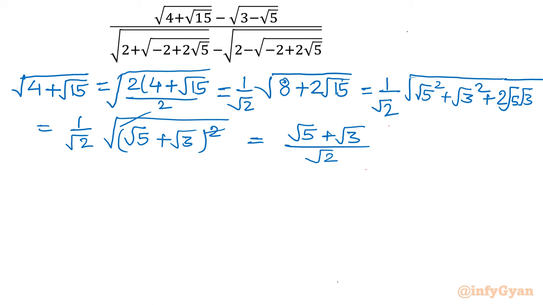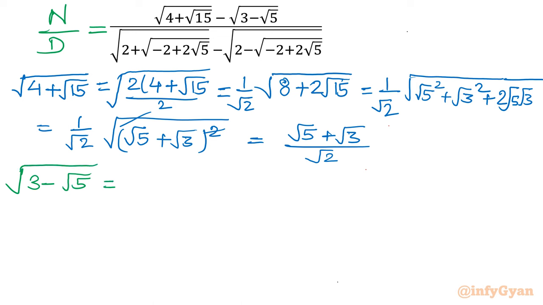Done. Now come to the second term of the numerator. Let me write this given fraction as n over d, so this is the first term of numerator. N for numerator, d for denominator. Okay, let me consider the second term: square root 3 minus square root 5.